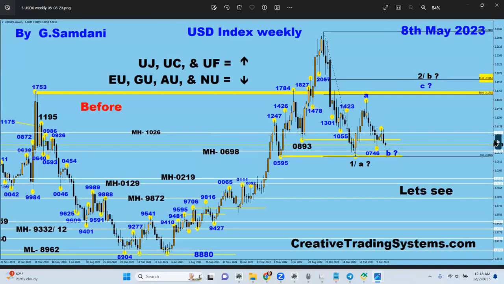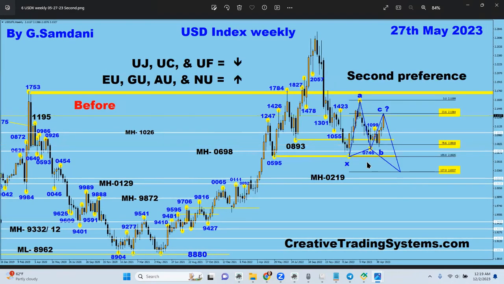February, March, April, May. It went all the way there to this number, 1426. Then it came down again to this number, right? So I said, okay, it's not going to go in a straight line to 1753. It could be an A, B, C correction. This is A, this is B, and then we're going to go up for wave C, around 61% of this 1753. And then 61% is 1950. It's coming right around there. So that's what happened.